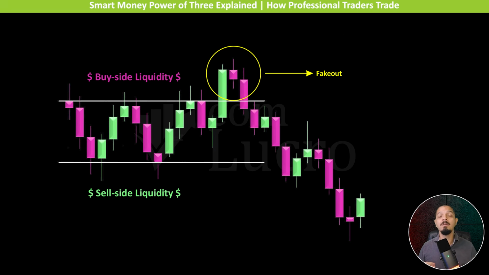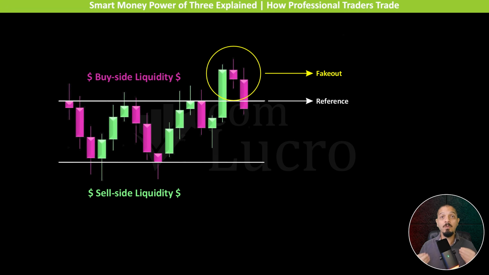If price quickly returns back inside the range, this signals a fake-out, and the power of 3 pattern completes with a sharp continuation move to the downside. So, how do we enter a trade using the power of 3 pattern?